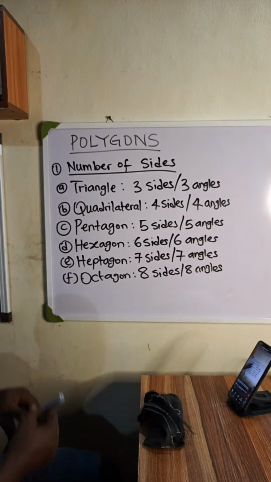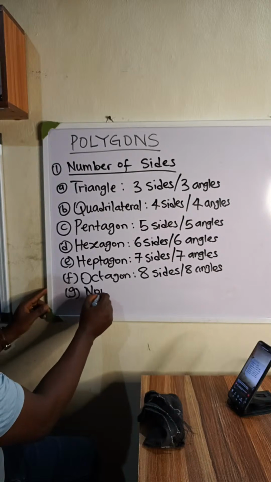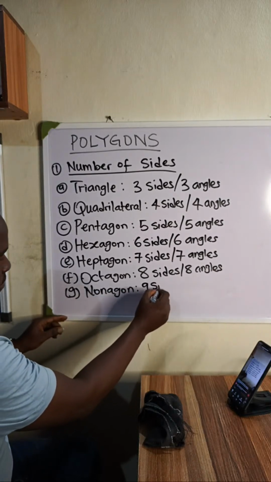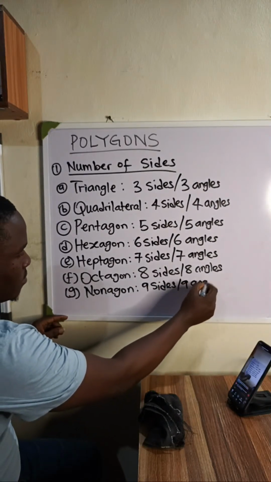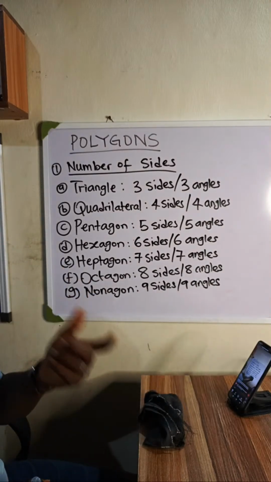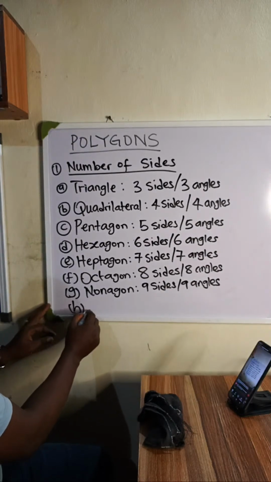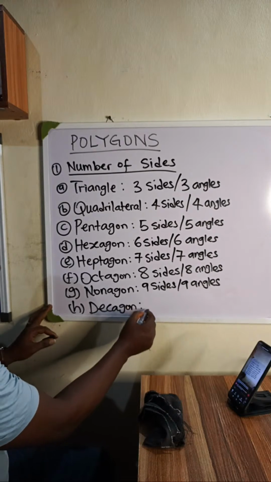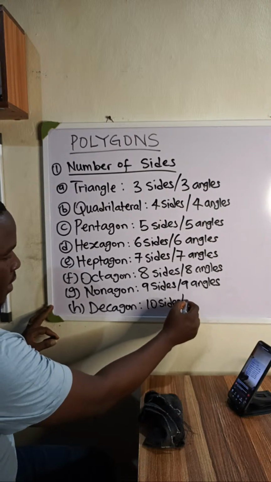Okay, so G, nonagon, 9 sides, 9 angles. So a nonagon has 9 sides and 9 angles. And then finally, H, decagon. This has 10 sides, 10 angles.